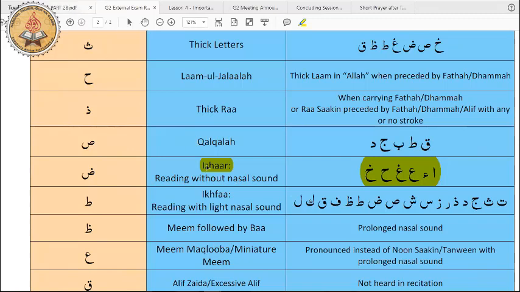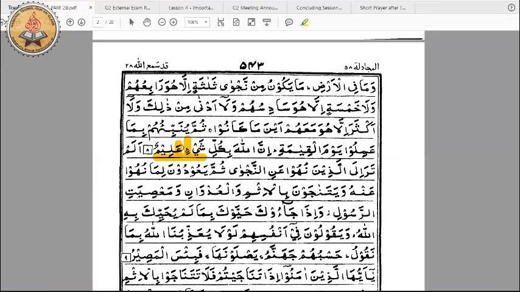We do izhar, which means we show the noon. Okay? So we will make a noon sound here because there is an izhar letter over there. We will make a tanween, full tanween noon sound. So can you read this again? شيء أليم. Excellent. Well done, mashallah.